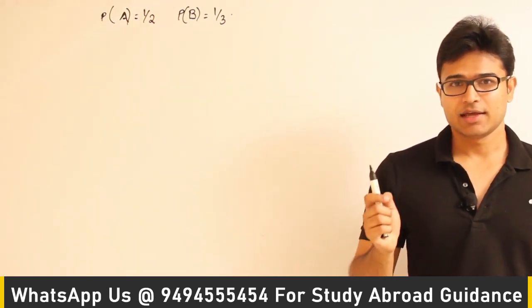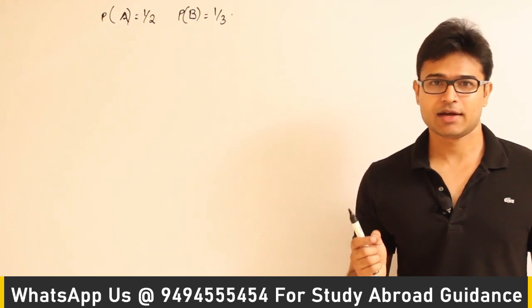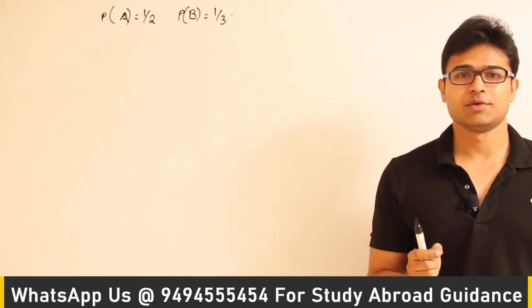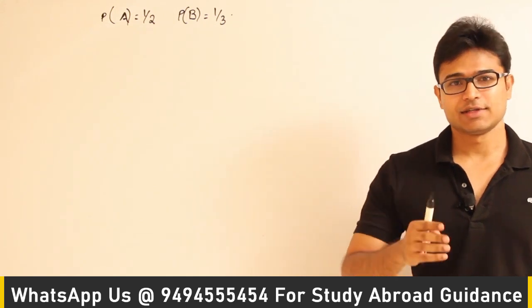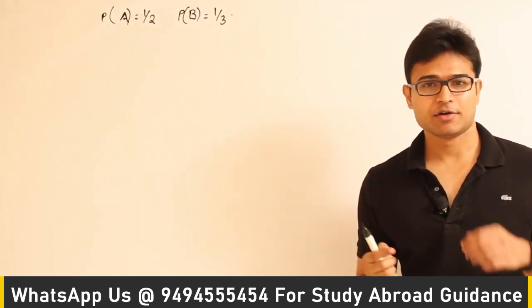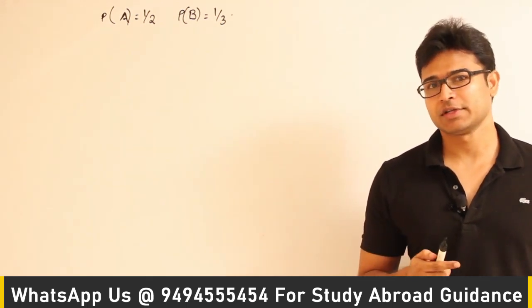So what is it? There is an interview and two people A and B are getting interviewed, and the probability that A gets selected is 1 by 2 and B getting selected is 1 by 3, and assume that A getting selected is independent of B getting selected. Both are independent events. Now we can frame some questions on that.